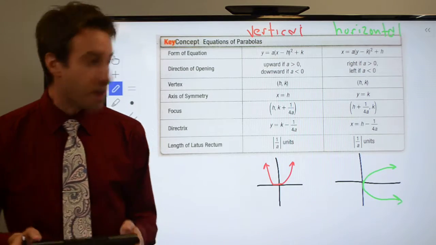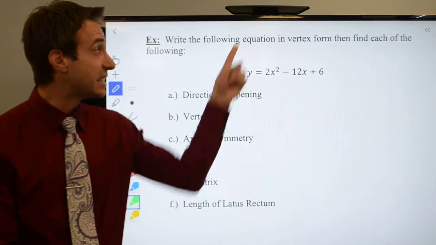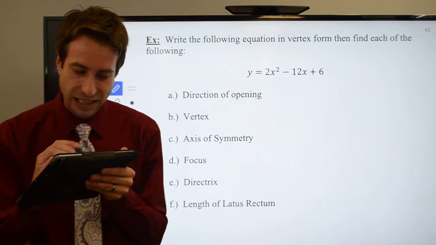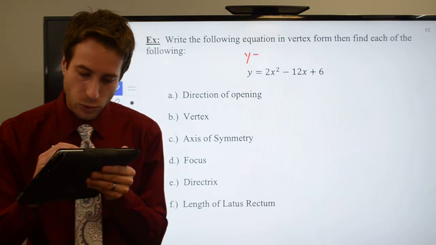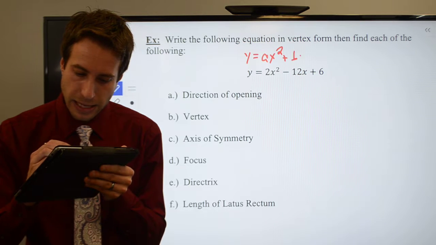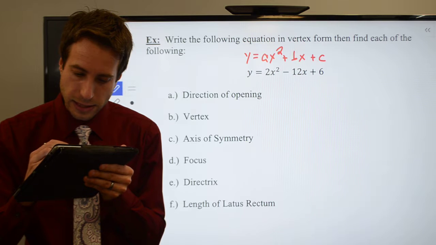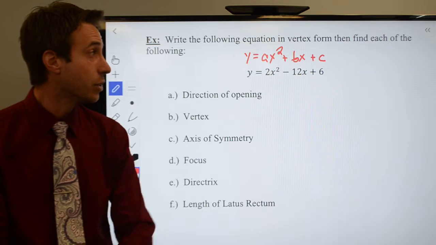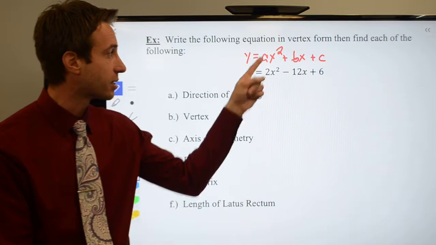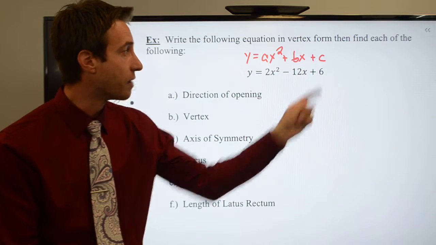So let's jump into an example problem now that we know how this chart is set up. Here we go. The first one I've got for you is this parabola. I give you standard form. Please notice it is in the form y equals ax squared plus bx plus c. I told you I would give you these equations in standard form. A, b, and c are the constants, 2, minus 12, and 6.